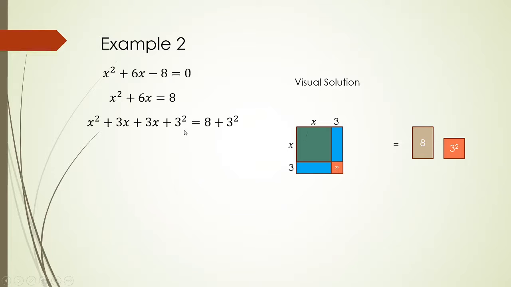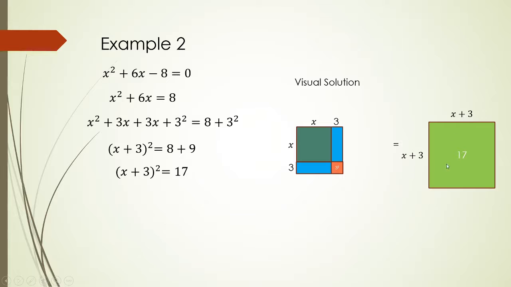Now when we do this, what do we have? On the left hand side, you can simplify into x plus 3 square, because it's x plus 3 times x plus 3. Then this side is 8 plus 9, because 3 square is 9. 3 times 3 is 9. Okay, so we have x plus 3 square equals 17, square root both sides.